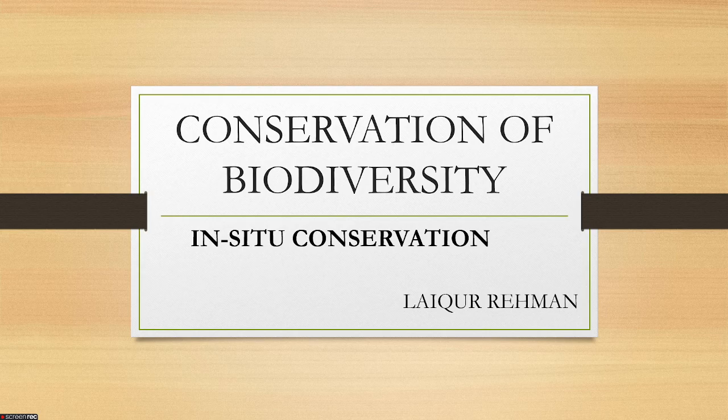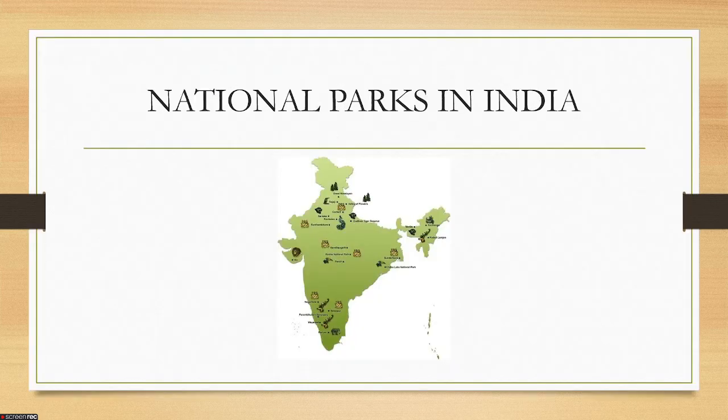Today we are going to start a topic, conservation of biodiversity. Biodiversity can be conserved in two ways, such as in situ and ex situ conservation. In this video lecture we are going to study in situ conservation. In situ conservation is the process of conservation of habitats, species, and ecosystems in their natural habitat.